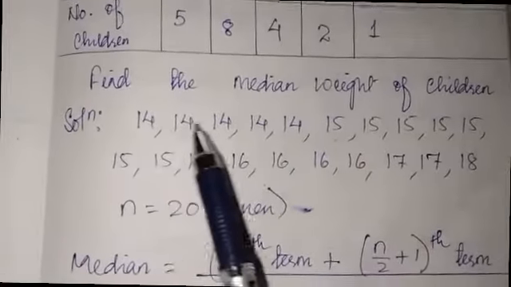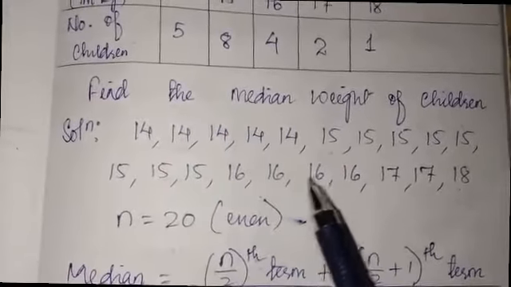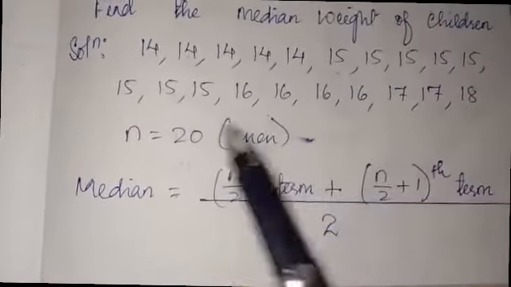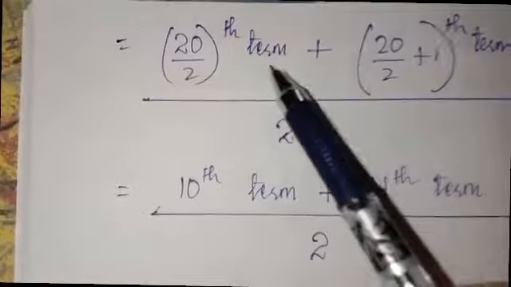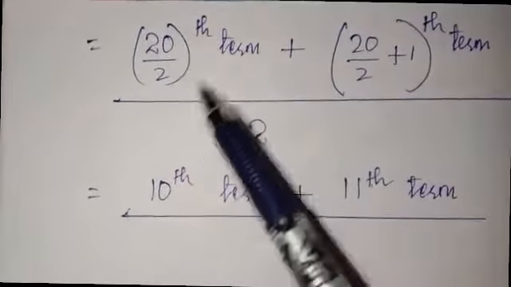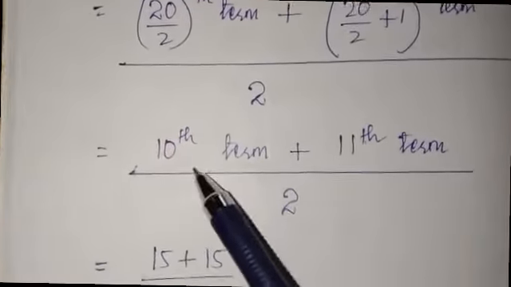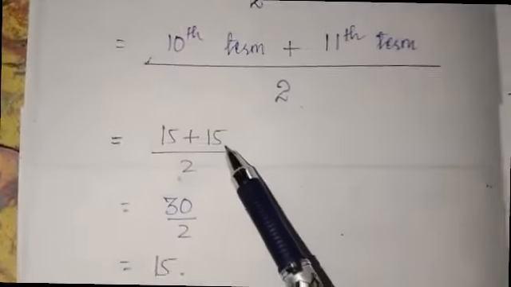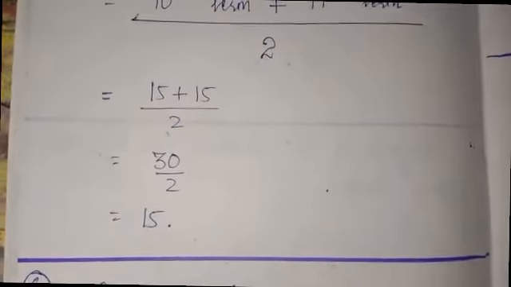So here count 1, 2, 3, 4, 5, 6, 7, 8, 9, 10, 11, 12, 13, 14, 15, 16, 17, 18, 19, 20. So n is 20, which is even. So this is the formula for even. Then 20 by 2th term plus 20 by 2 plus 1th term, whole divided by 2. So 10th term plus 11th term by 2. So 10th term is 15, 11th term is 15. So 15 plus 15, 30. 30 by 2 is 15.